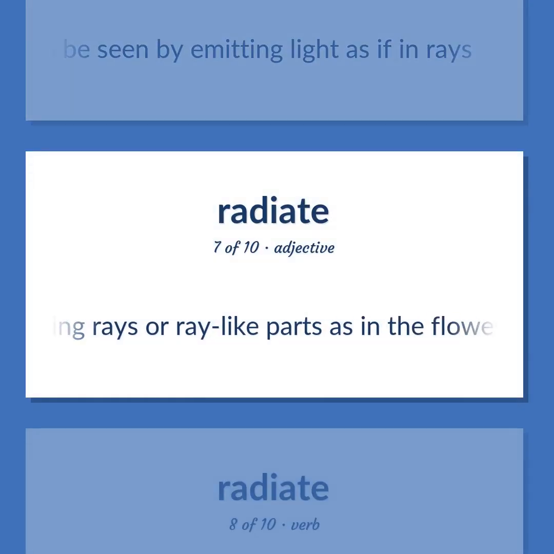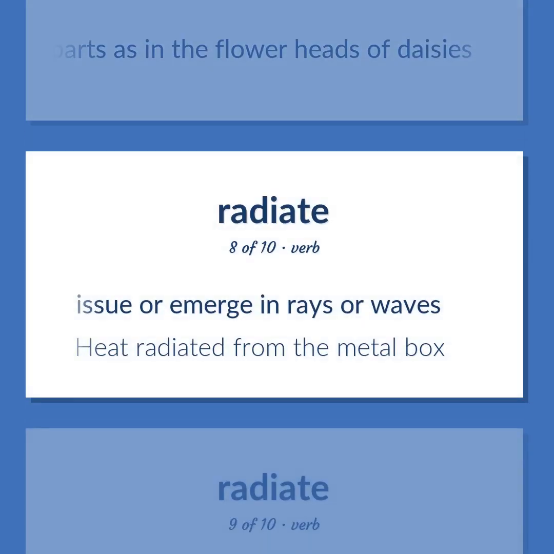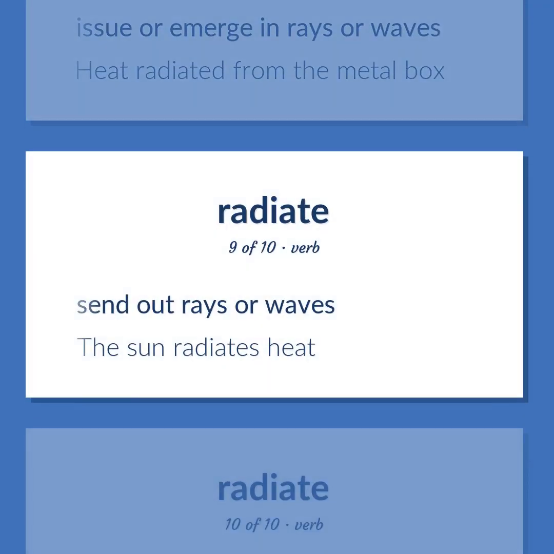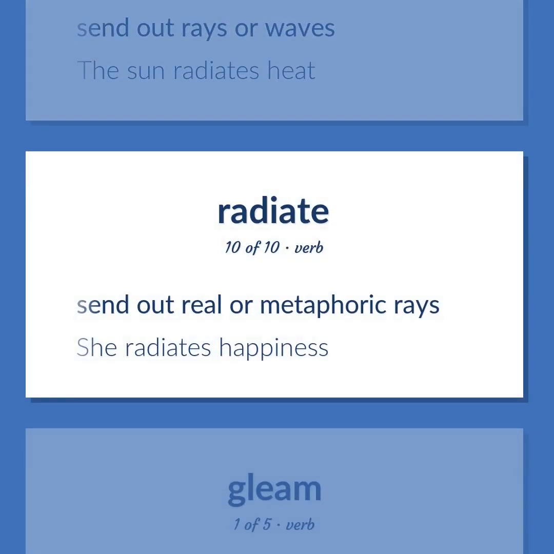Having rays or ray-like parts as in the flower heads of daisies. Issue or emerge in rays or waves. Heat radiated from the metal box. Send out rays or waves. The sun radiates heat. Send out real or metaphoric rays. She radiates happiness.